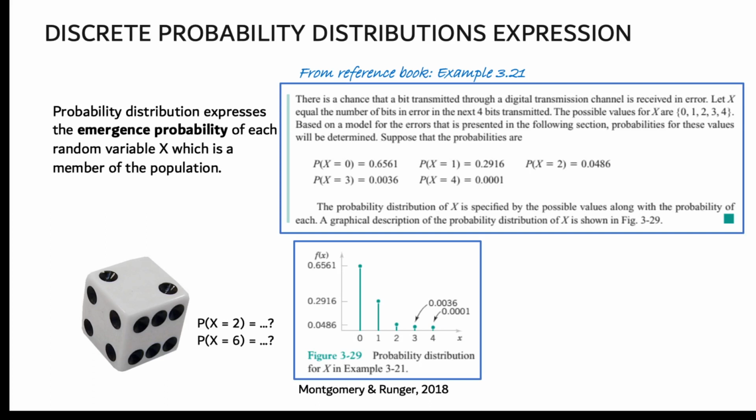I have quoted another example from our reference textbook, example 3.21 on the right. Please look carefully at this example, which also includes the presentation of the probability distribution using the chart shown below. Let's take a look at a few of the many types of discrete probability distribution.